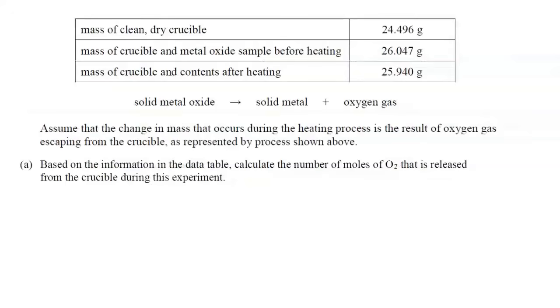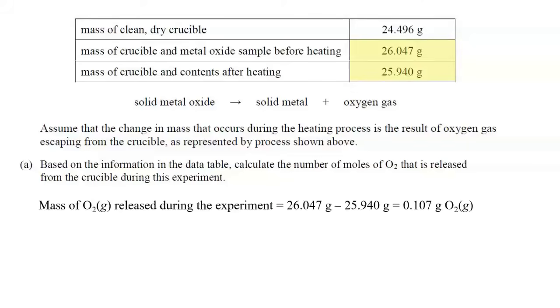In part A of this question, it says, based on the information in the data table, calculate the number of moles of oxygen that is released from the crucible during this experiment. So the mass of the crucible and the metal oxide sample before heating is 26.047 grams, and the mass of the crucible and contents after heating is 25.940 grams. So that difference in mass represents the mass of oxygen released during the experiment, and that is 0.107 grams of oxygen gas. Let's convert that to moles.